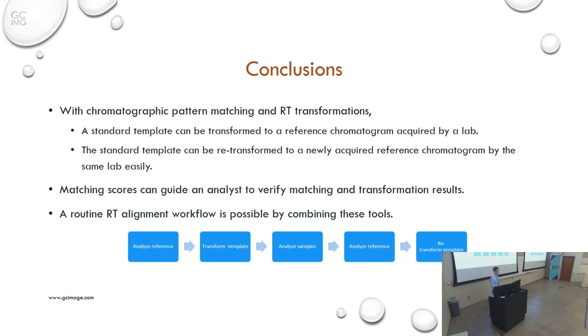So with this, we hope that a routine retention time alignment workflow is possible by combining these tools.